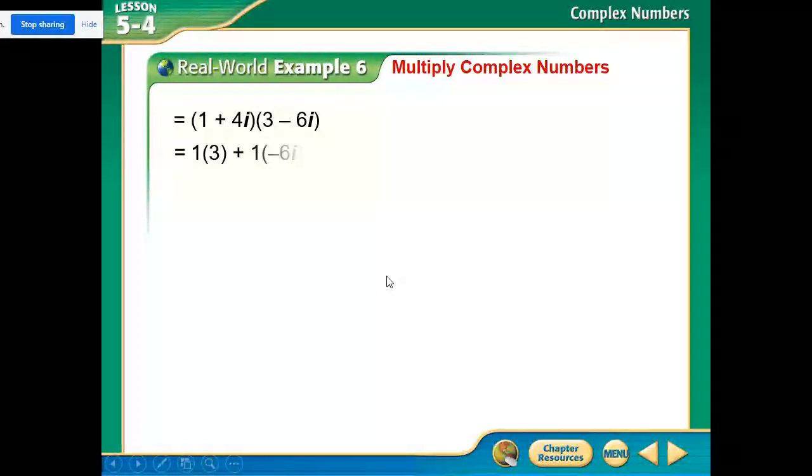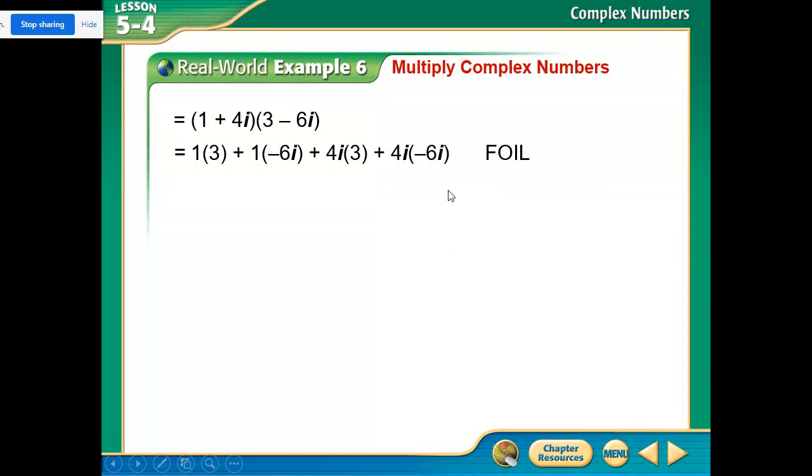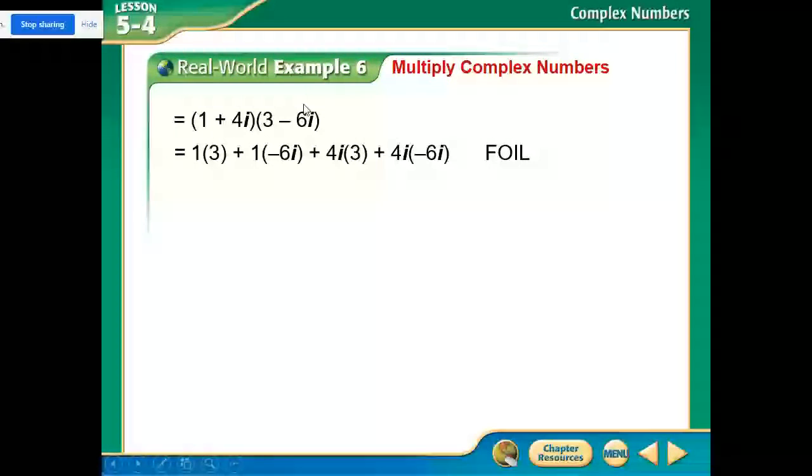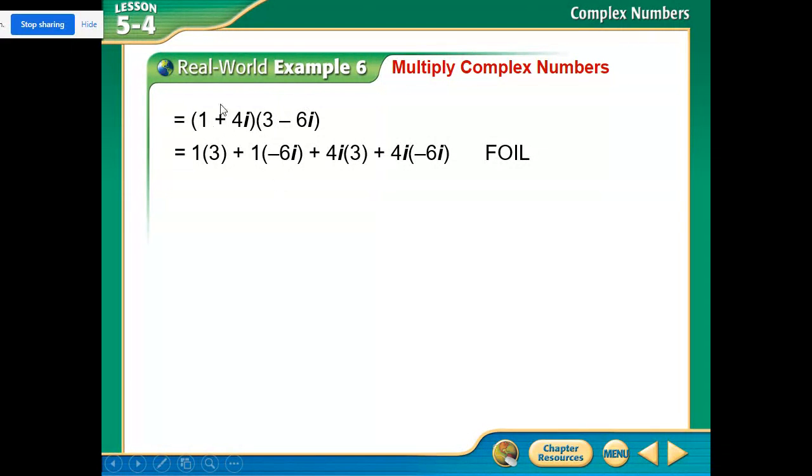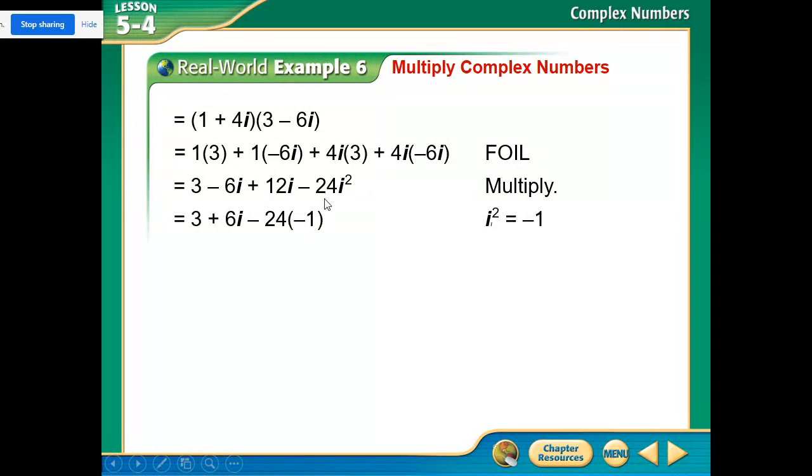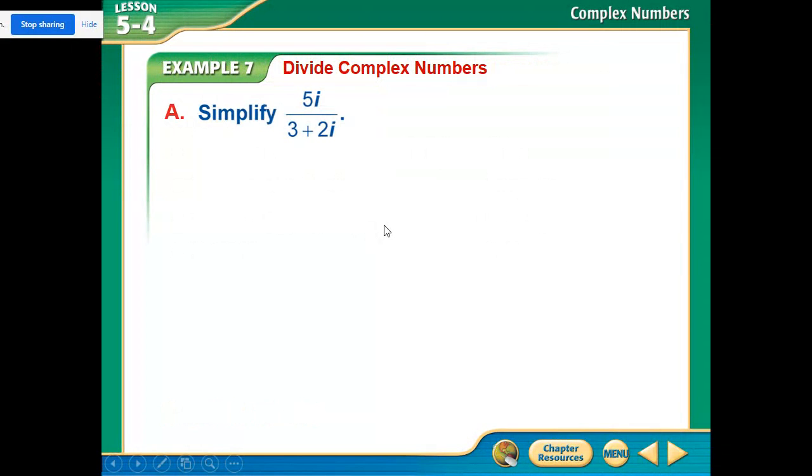So let's multiply it out here using FOIL, in case you want to do that. Firsts, and then outers, then inners, and then lasts. So we wrote them all out, put them together, and we get that i squared again. And that i squared, remember, is going to be a negative 1, so this is going to be a positive 24. So there's that negative 1. Make it a positive 24 plus the 3 is 27. The 12 and negative 6 is 6i. So that's my answer. We can even divide them.